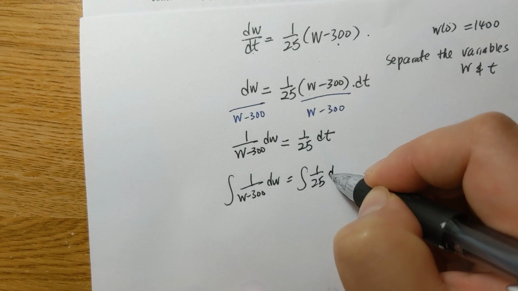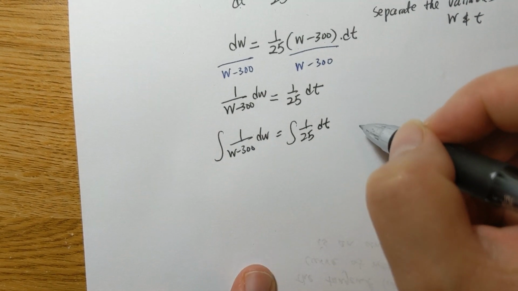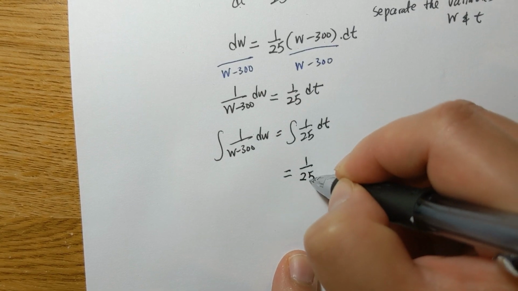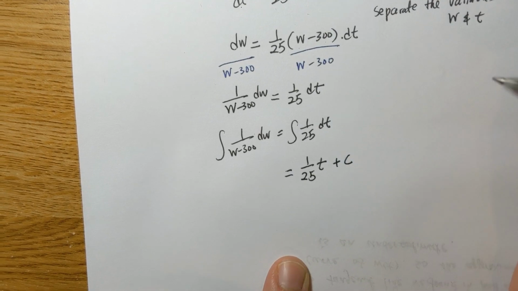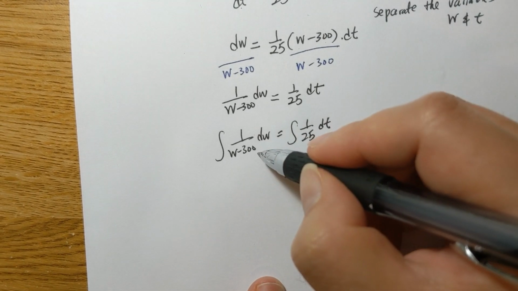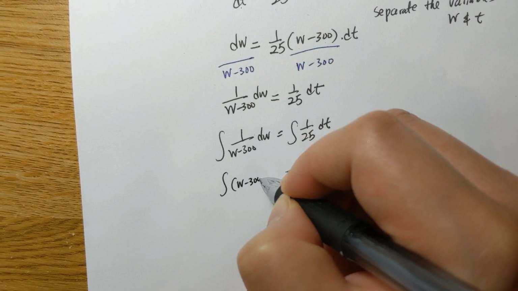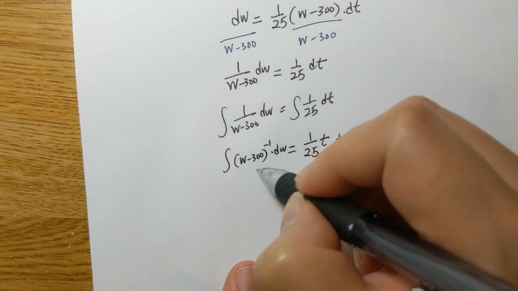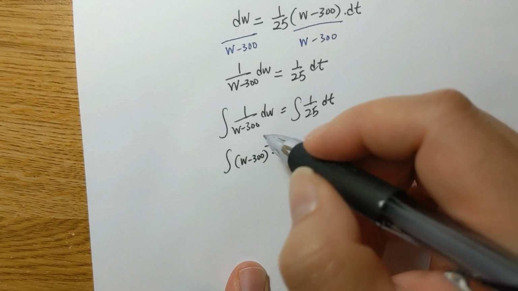Okay, if you have watched a video before, this looks familiar already. Over on the right side, you have a number. So I put 1/25 times t instead of x because it's a t, plus C. And over here, I am going to have (W minus 300) to the -1 dW. Some people probably already see this is going to use ln. If you can skip steps, you can go ahead and skip.